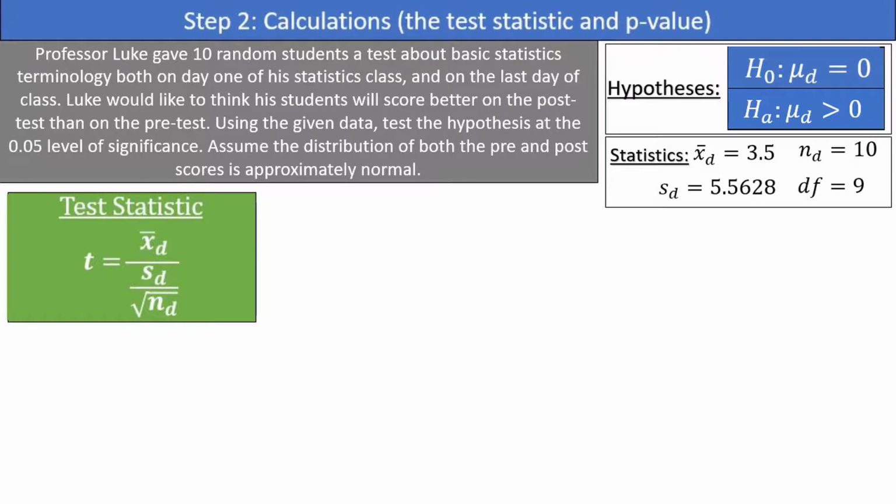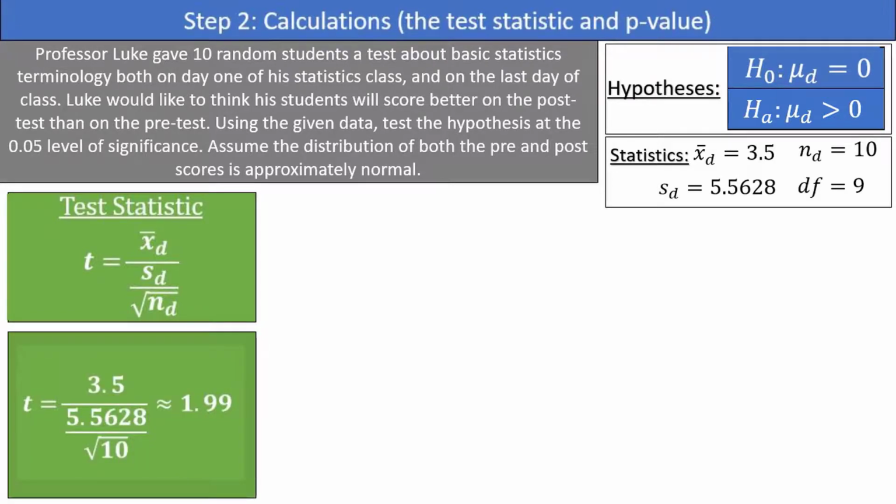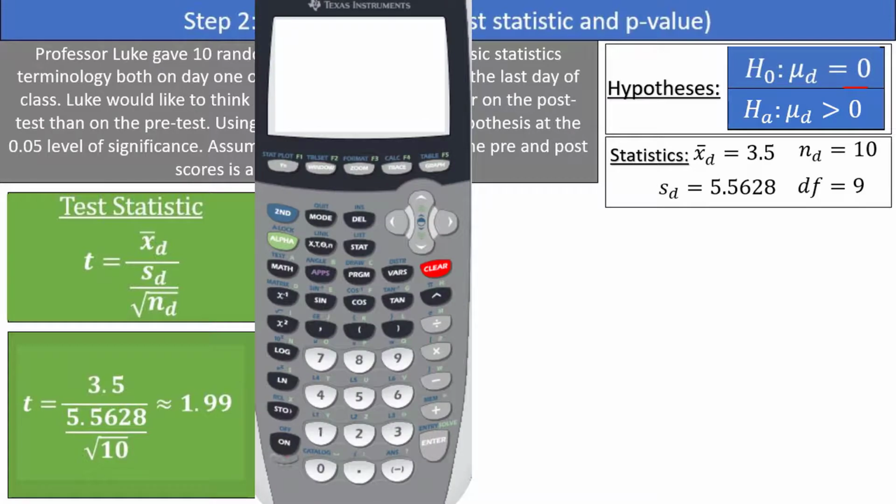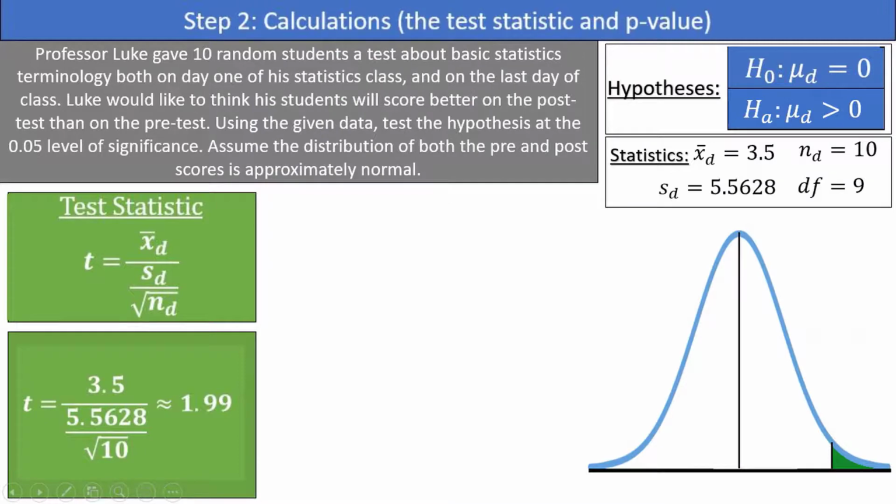Here is the formula for the test statistic, which becomes this when we plug in all the numbers into the formula. Typing into the calculator, we have 3.5 divided by, open parentheses, 5.5628 divided by the square root of 10, and then close parentheses, press Enter, and we get 1.99 for our test statistic. At this point, it's a good idea to draw the distribution. The t-distribution has a mean of 0, and we just calculated that the test statistic is 1.99.